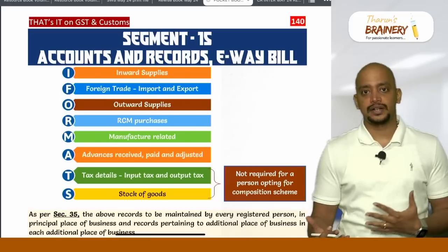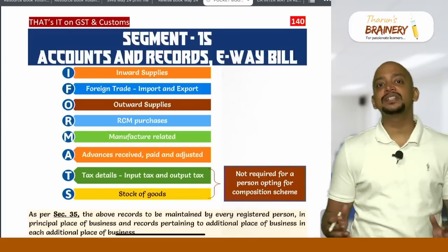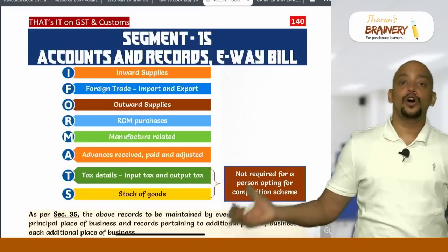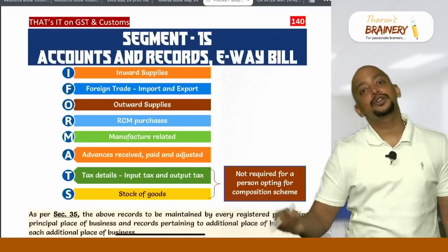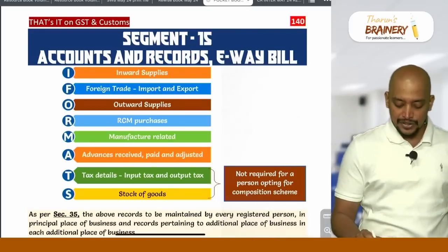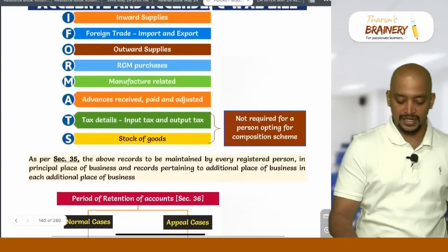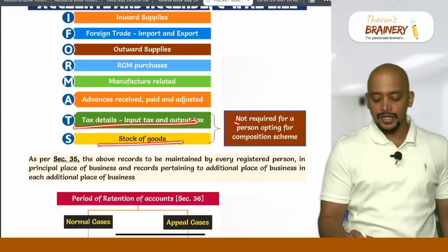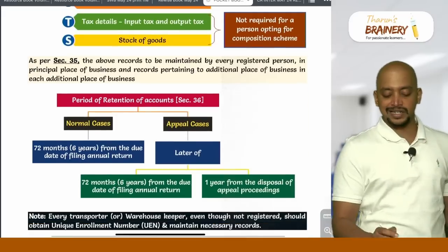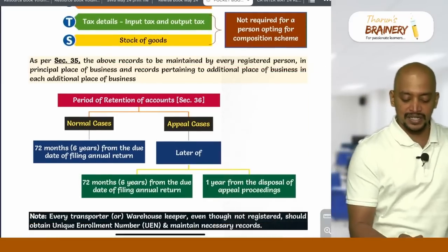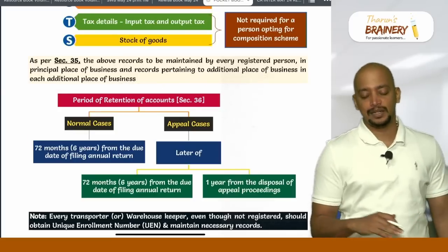Where will these accounts and records be maintained? These accounts and records will be maintained in the principal place of business pertaining to all places of business, whereas in every additional place of business we need to maintain the accounts and records pertaining to that additional place of business. In the case of tax details and stock of goods, it is not required for a person opting for the composition scheme. So they need to maintain IFORM. As per section 35, the above records will be maintained by every registered person in the principal place of business, and records pertaining to an additional place of business in each and every additional place of business.